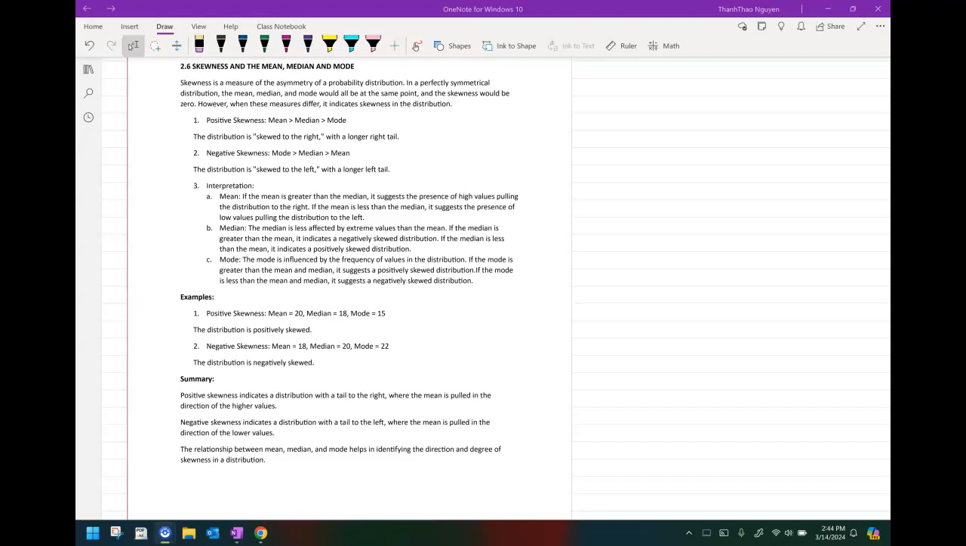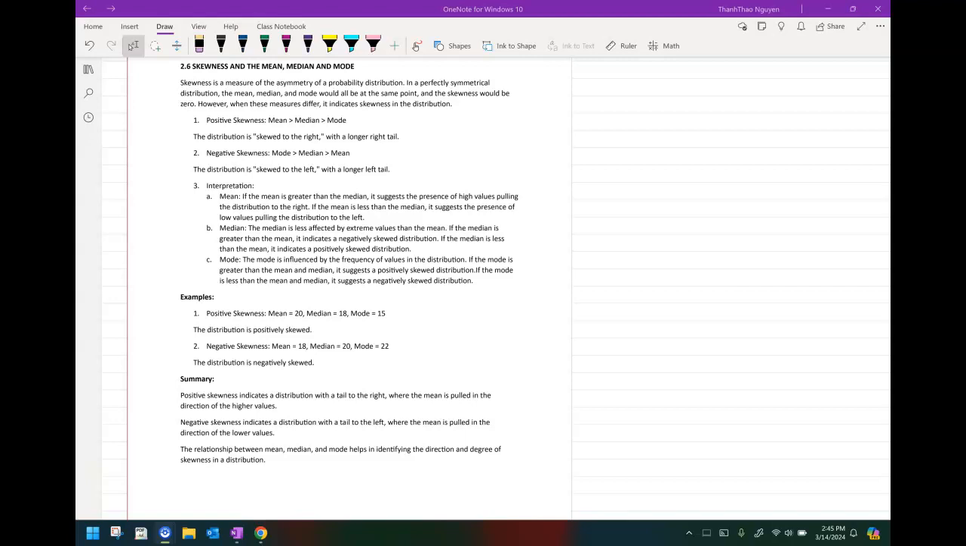Skewness is a measure of asymmetry of a probability distribution. In a perfect symmetrical distribution, the mean, the median, and the mode would all be at the same point, and the skewness would be 0. However, when these measures differ, it indicates skewness in the distribution.